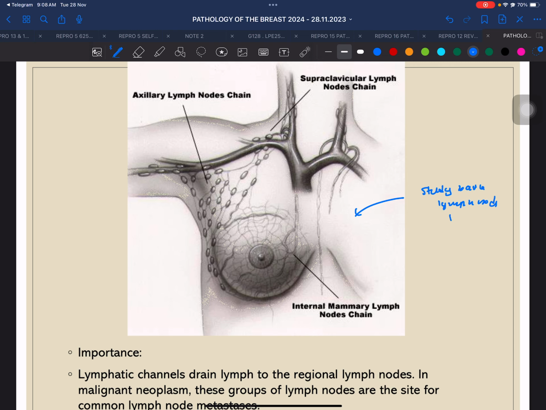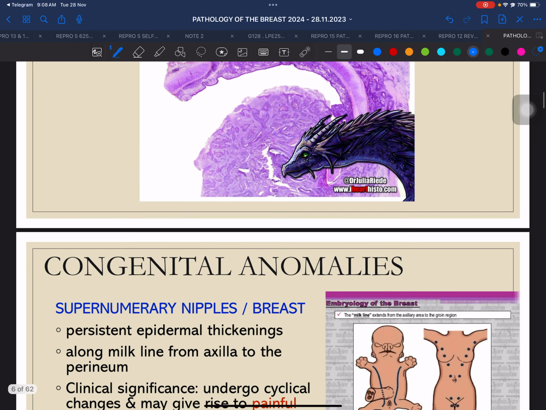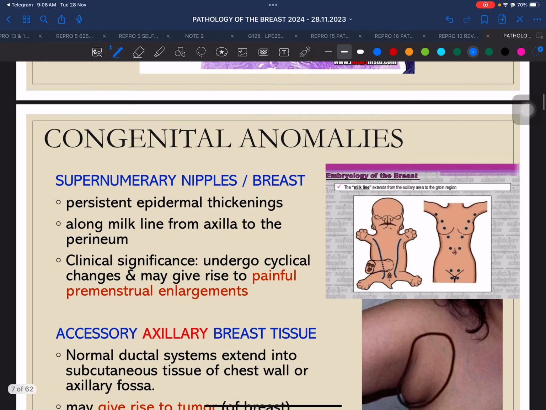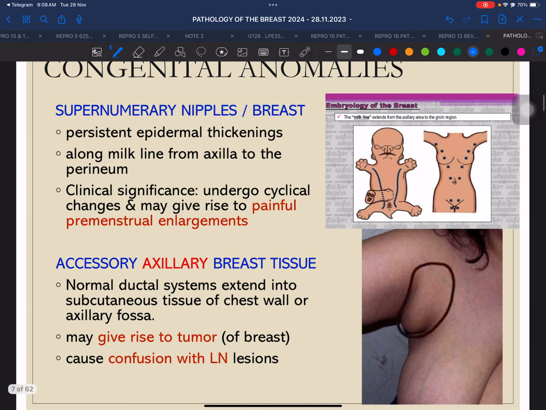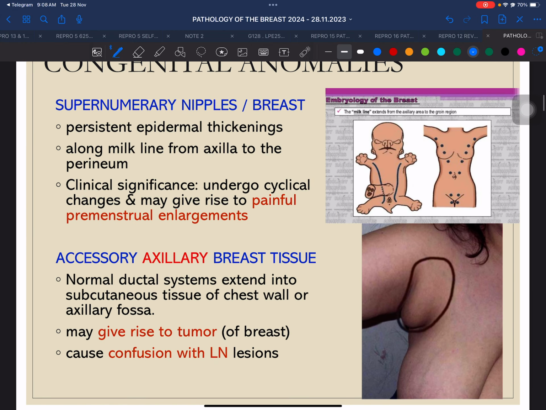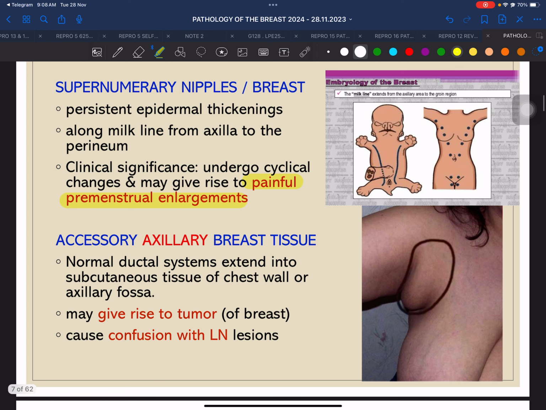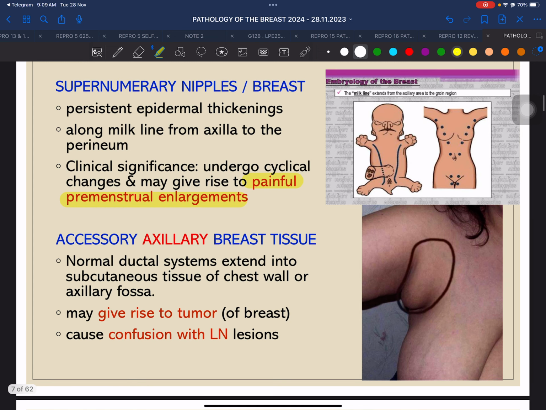First we have the congenital anomalies. You have supernumerary nipples, which are an epidermal thickening that occurs along the midline from the axilla to the perineum. This is where the nipples grow, following the developmental progress, so you can have persistent epidermal thickening along that line. The clinical significance is that they may undergo cyclical changes and may give rise to painful or premenstrual enlargement along that line.